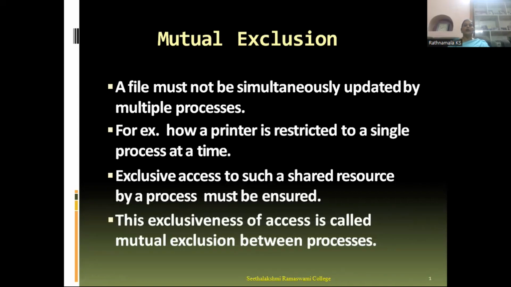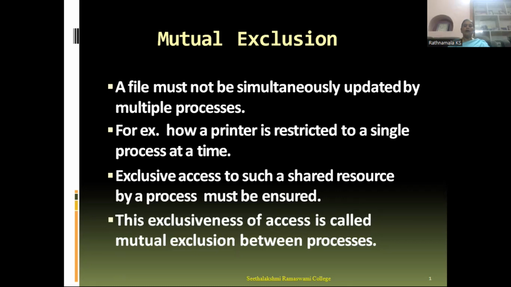The first one is mutual exclusion. What is mutual exclusion? A file, that is a resource, must not be simultaneously updated by multiple processes. That is, multiple processes can access the resources simultaneously, but they should not update the resource simultaneously. That is the problem. So the files or resources must not be simultaneously updated or modified. This is called mutual exclusion.